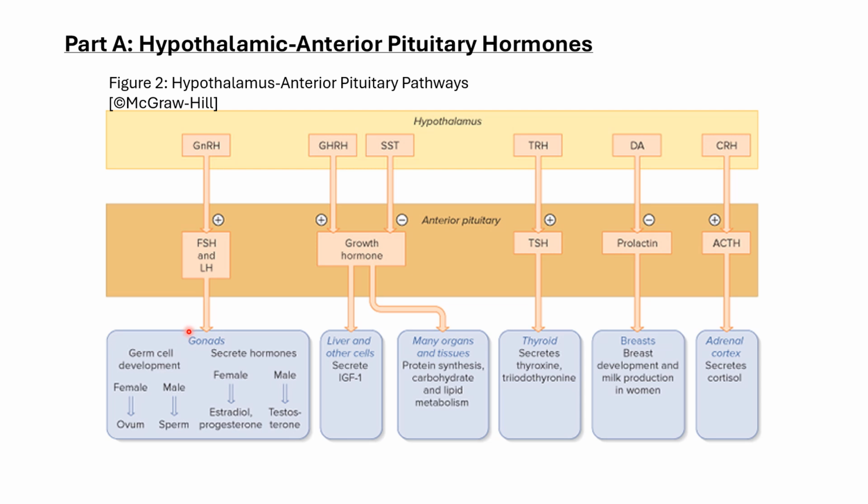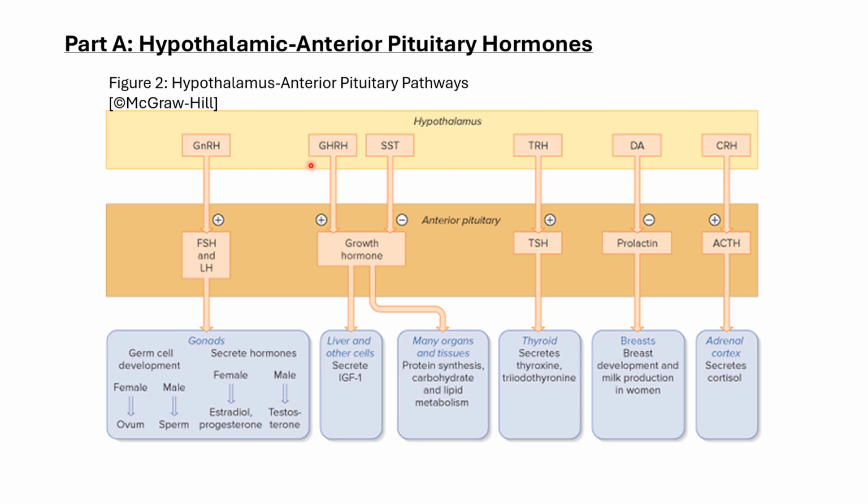Through the blood, they go to the gonads. Gonads are ovaries and testes, and in the female, they cause development of the ovum or egg, and in the males, they cause development of sperms. And they also cause the females to secrete estradiol and progesterone, and the males to secrete testosterone. And now let's go to the second hormone. The second hormone, which is secreted by the hypothalamus, is growth hormone releasing hormone.